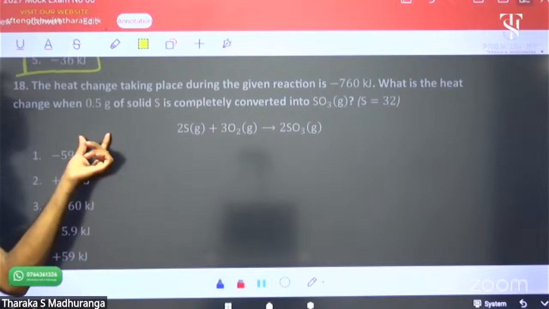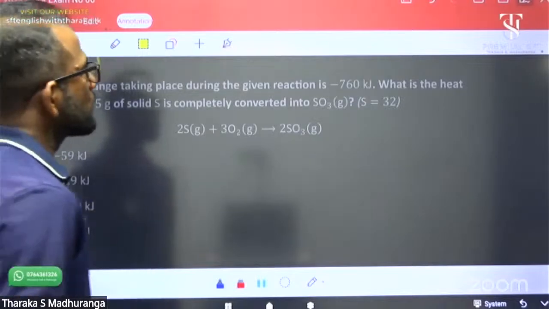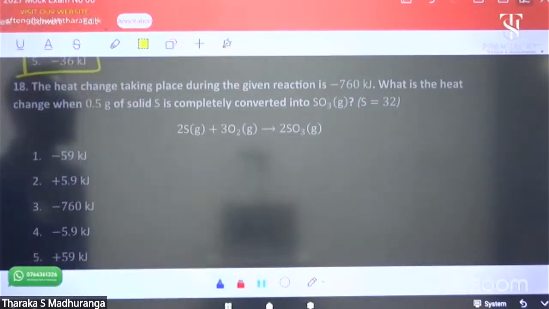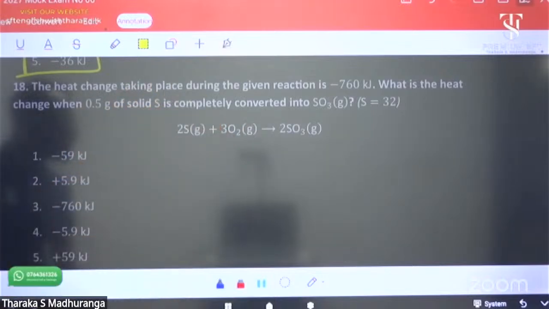Okay, 18. The heat change taking place during the given reaction is minus 760 kilojoules. This reaction is also exothermic. What is the heat change when 0.5 gram of sulfur is completely converted into SO3?